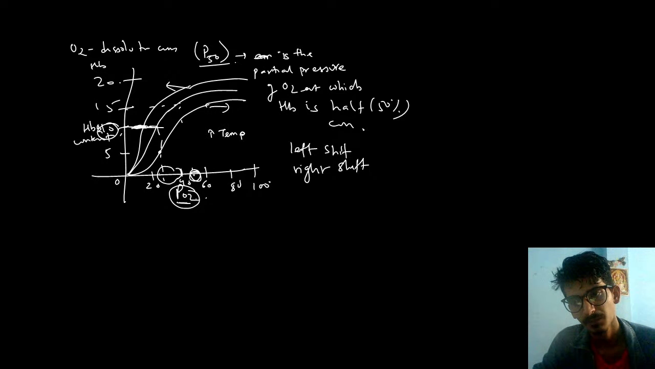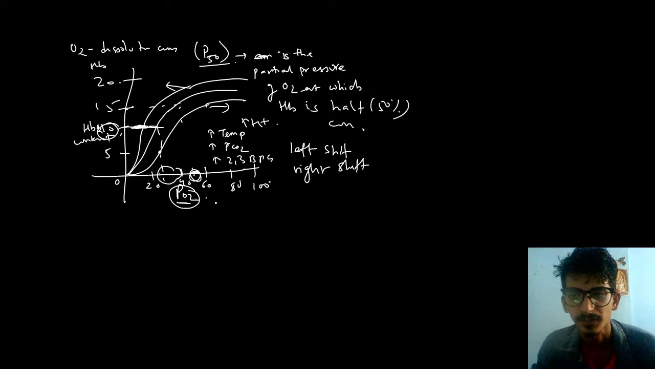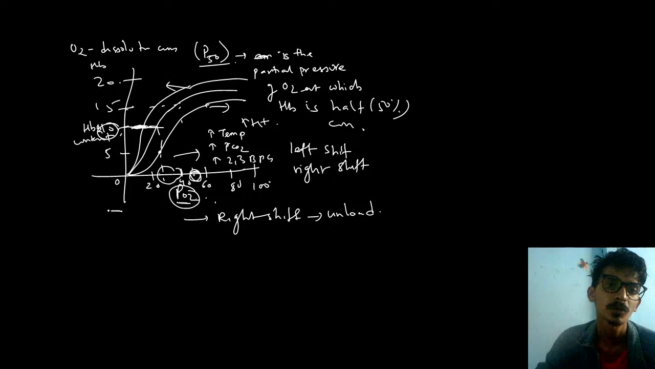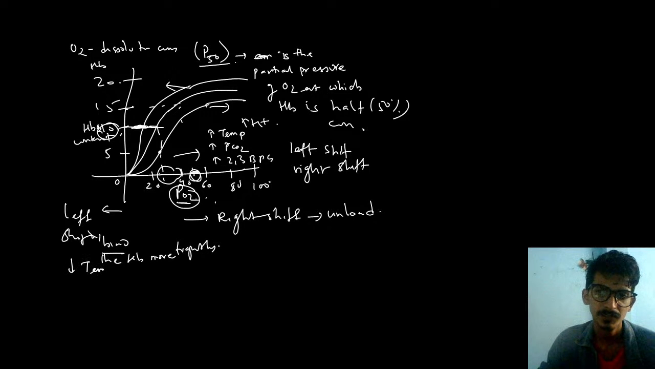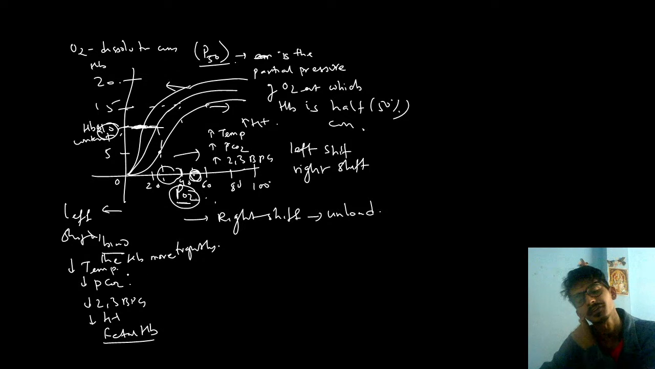So if I have more temperature, more carbon dioxide, more 2,3 BPG, more H plus, my unloading of oxygen from the hemoglobin will increase. That means the right shift will unload, whereas with the left shift of the curve, I will bind the oxygen more tightly. Like if the temperature is less, as in hypothermia, if carbon dioxide concentration is less, if 2,3 BPG is less, if H plus is less, or in the case of fetal hemoglobin, there is a left shift of the curve, that is, I cannot unload.